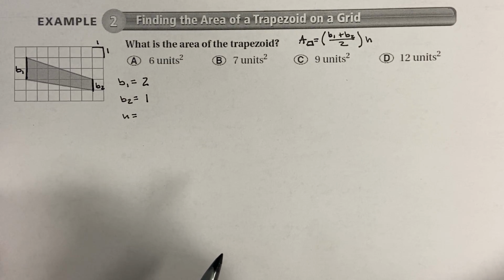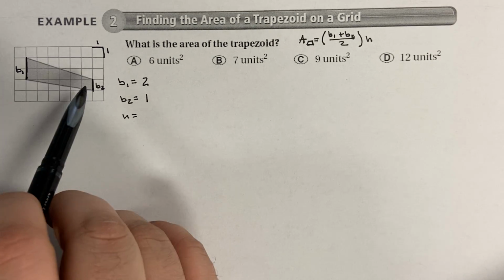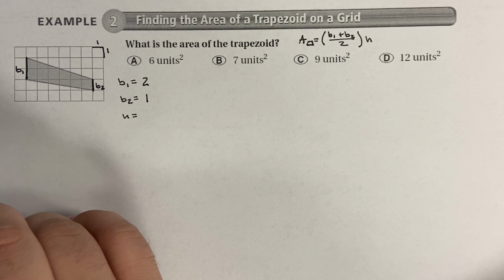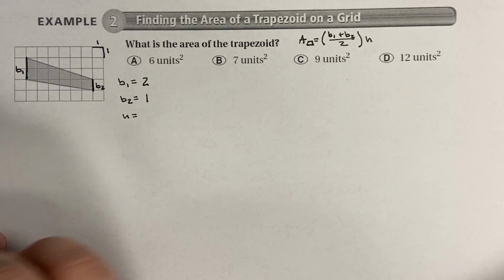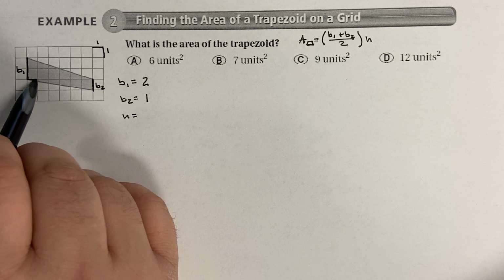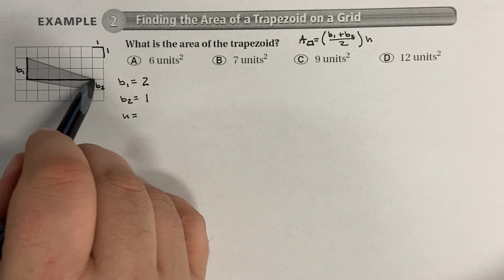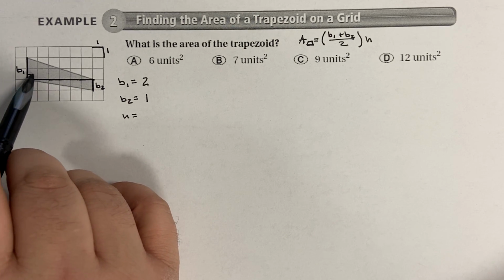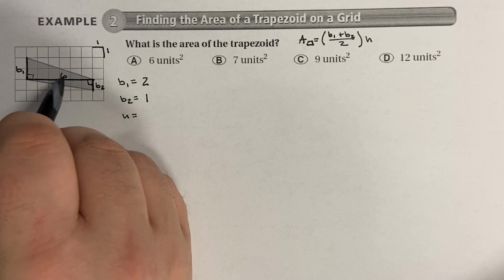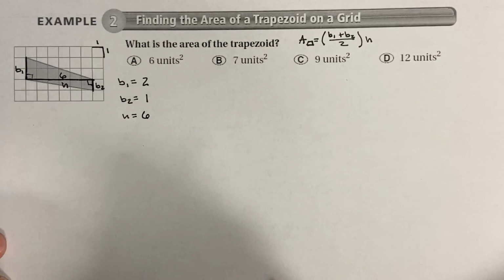Now I have to figure out my height. The height is the distance between base 1 and base 2 along the line that is perpendicular to both, or cuts through both at a 90-degree angle. So 1, 2, 3, 4, 5, 6. This goes through at a 90-degree angle here, and it goes through at a 90-degree angle here, and it's 6 units long. So that ends up being my height. My height is 6.